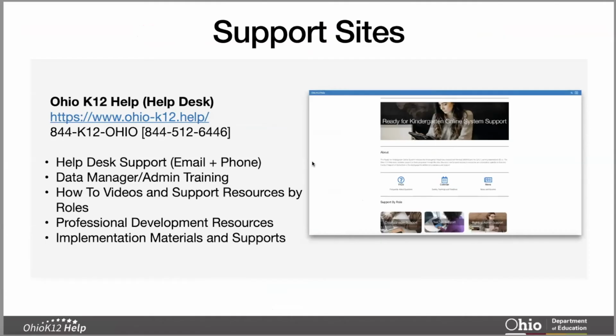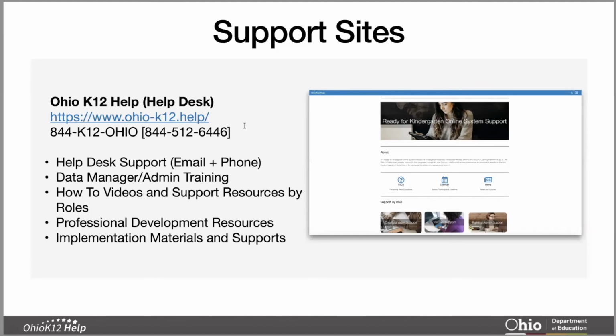Ohio K-12 Help Desk support site. Here is the place to come for technical questions that you might have, access questions, anything related to support resources. We have those on our site for you. And I want to also point out the phone number, should you have questions or need additional support. You can reach us by phone at 844-K12-OHIO, which is 844-512-6446.